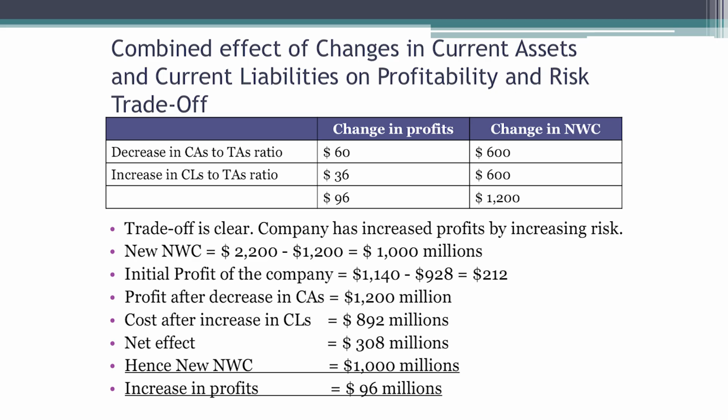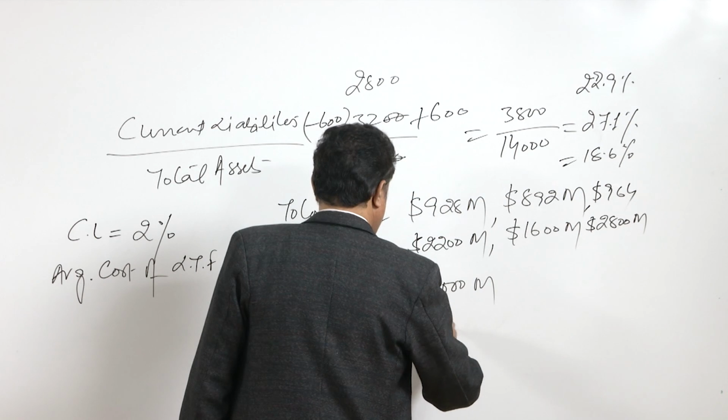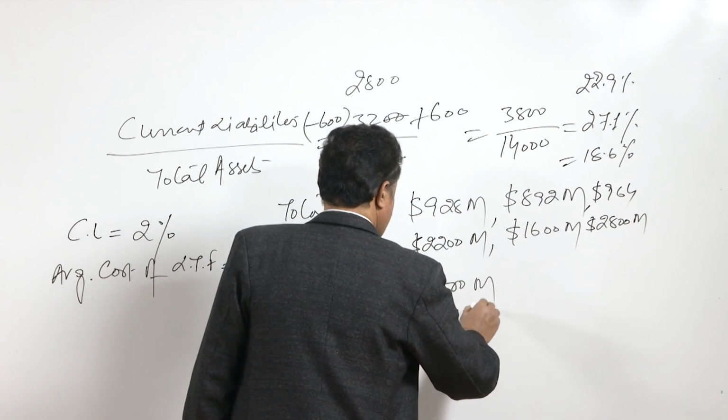That is the $1,000 million. And then if you look at the initial profit of the company, how much was it? We had 1140, and the cost of the funds was $928. So, the initial profit of the company was $212 million.